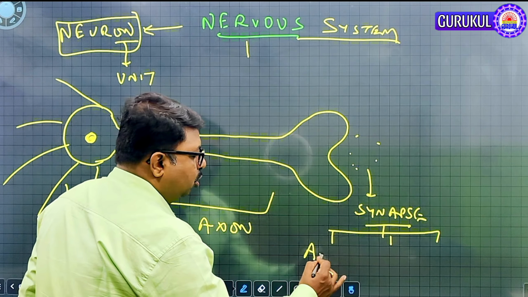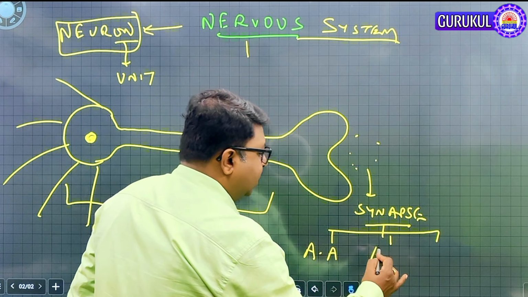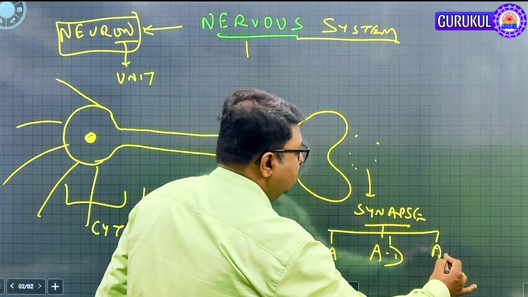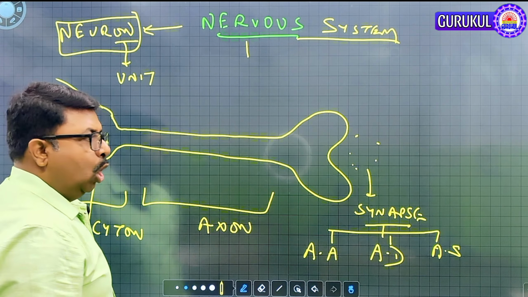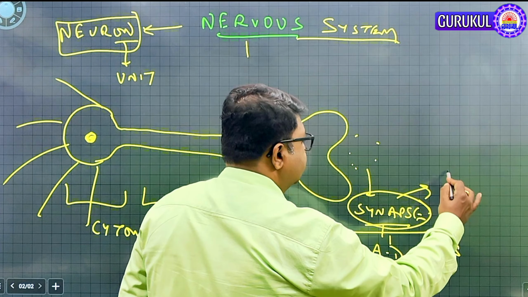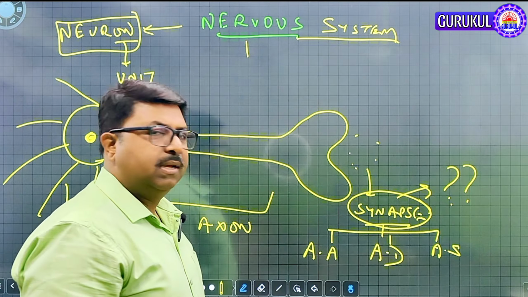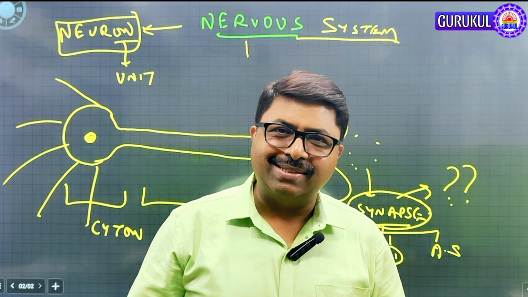Normally we know that the synapses are three different types. One is axo-axonic, axodendritic, and axosomatic. Fine. Who discovered synapse? Comment me in the comment section. Waiting for your comments. Okay.